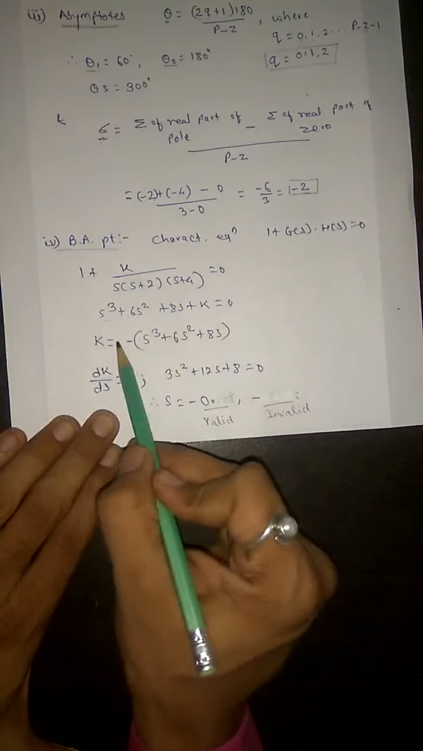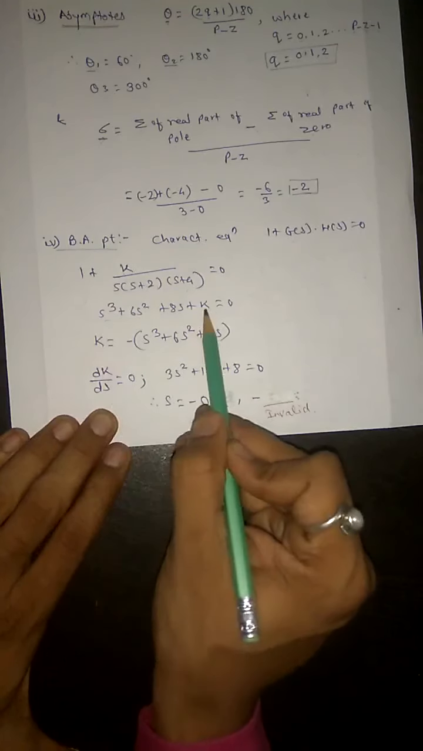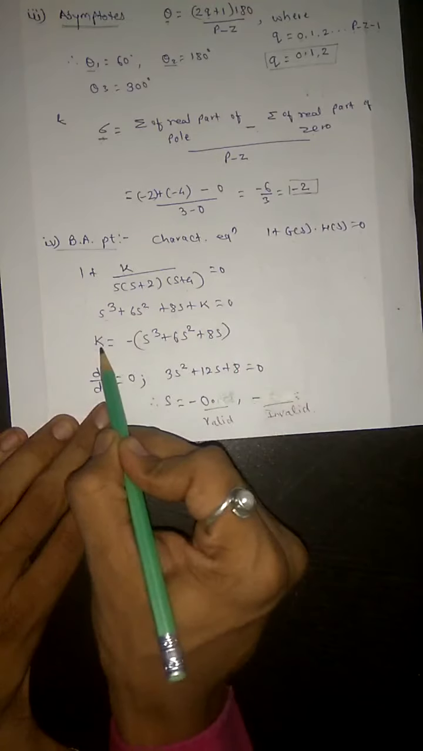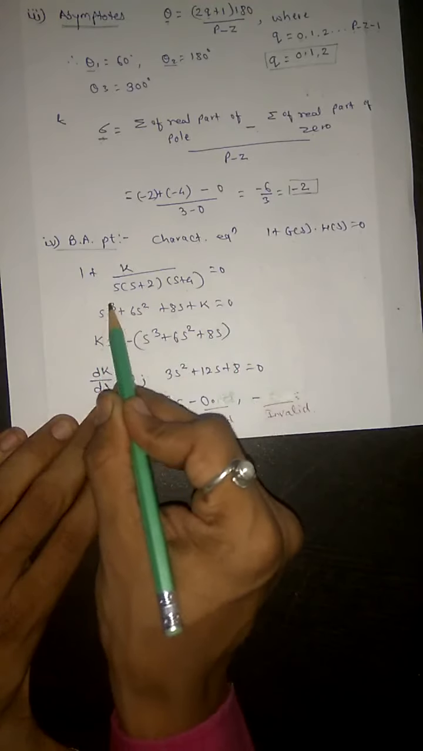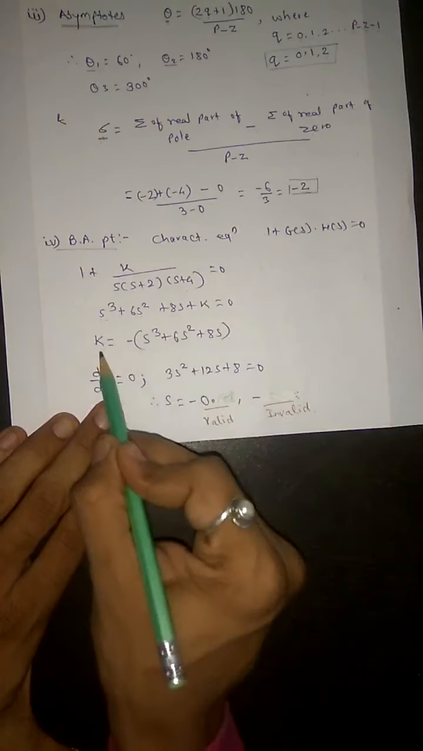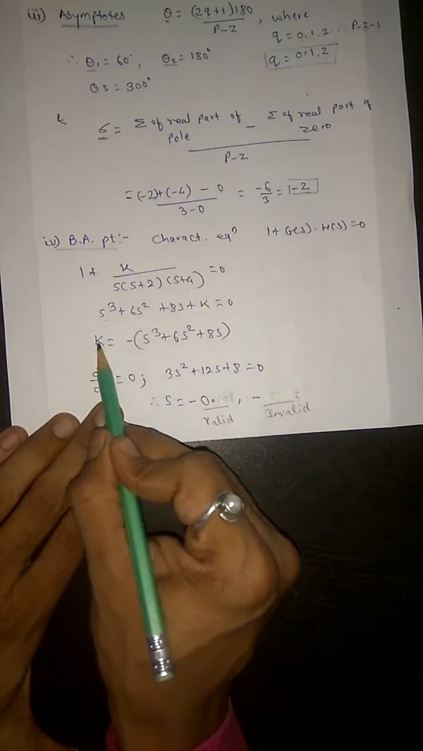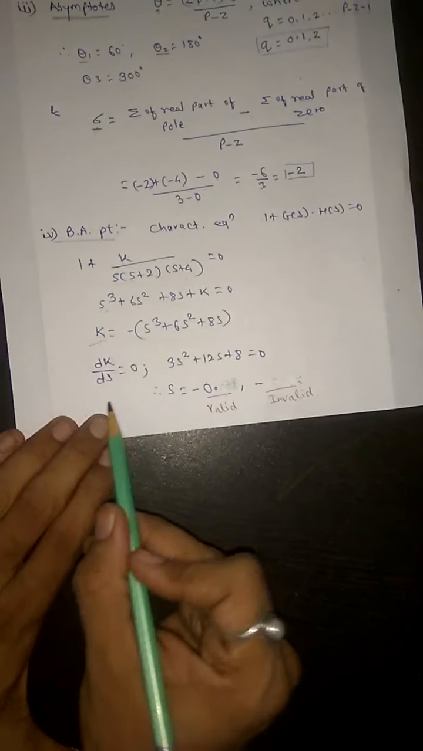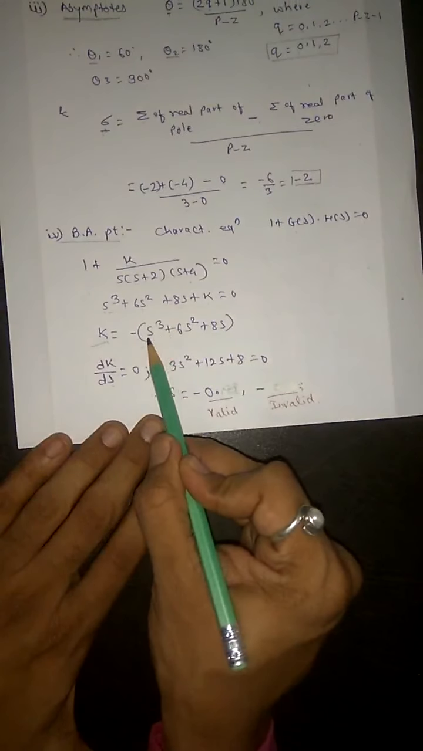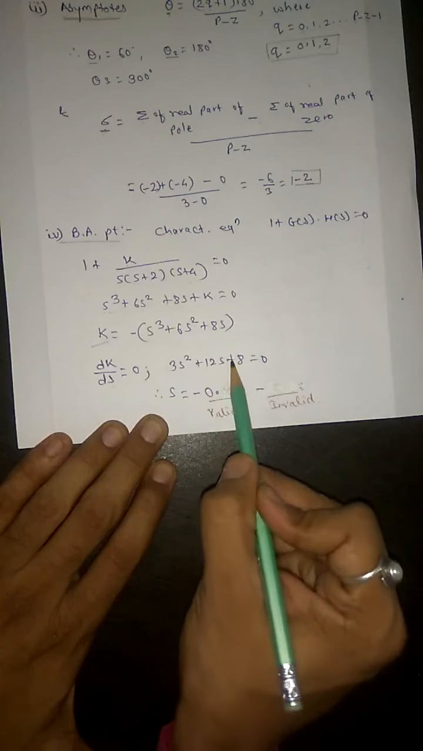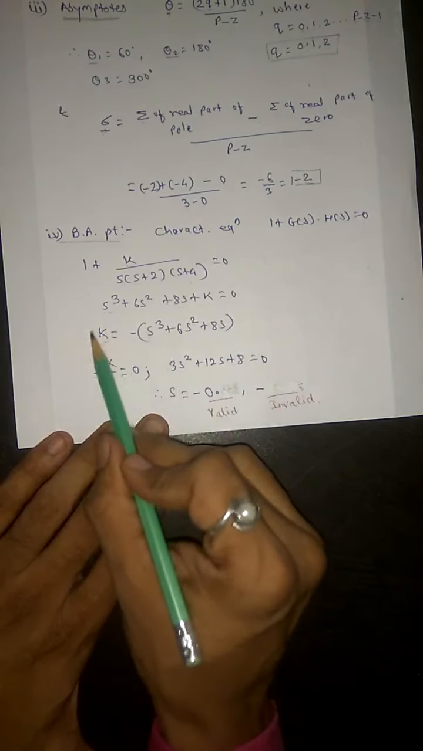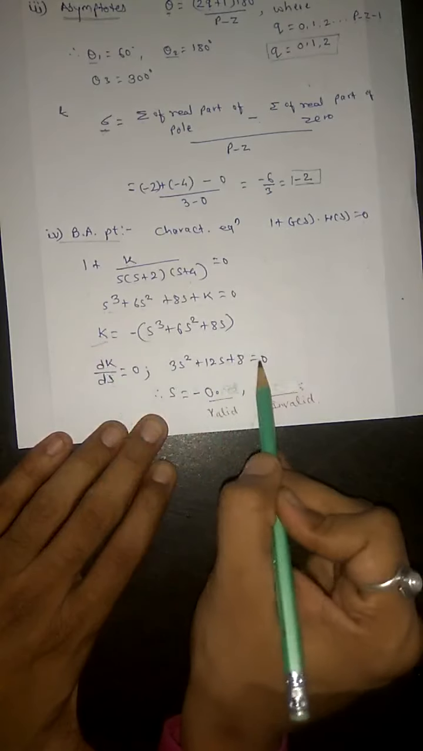Then the next step in the breakaway point is to write this equation in the form of k. That means k equal to minus of (s cube plus 6s square plus 8s). This is the equation in the form of k. Then differentiate this k with respect to s. Taking the derivative, 3s square plus 12s plus 8 equal to 0. So our next step is the derivative of k with respect to s, equated with 0.